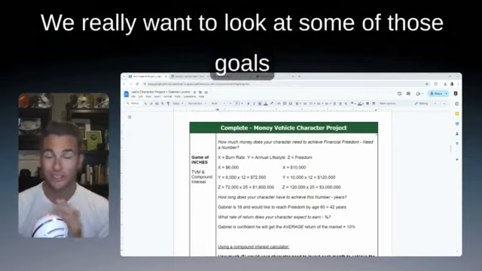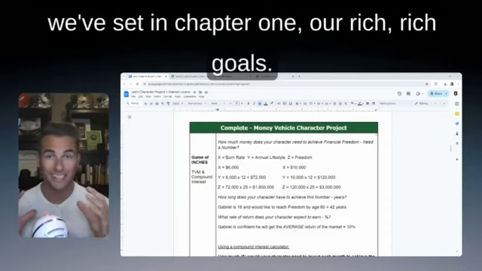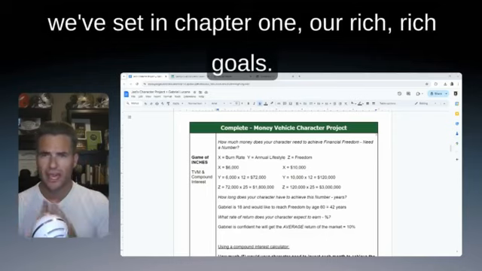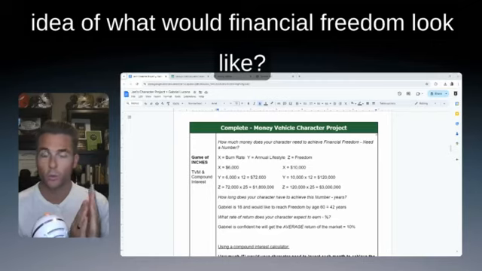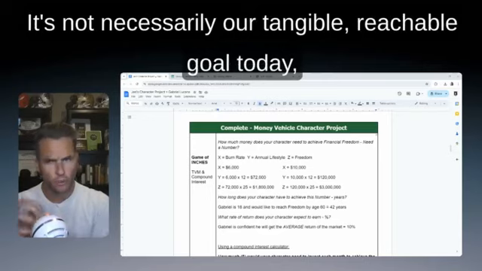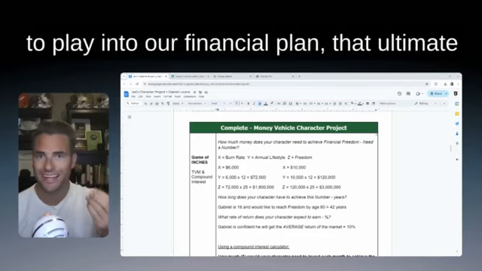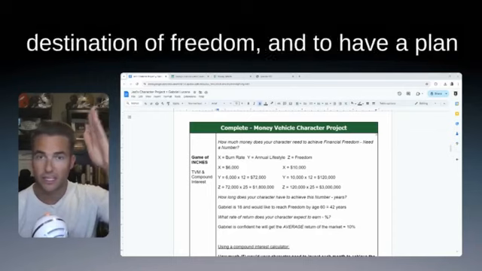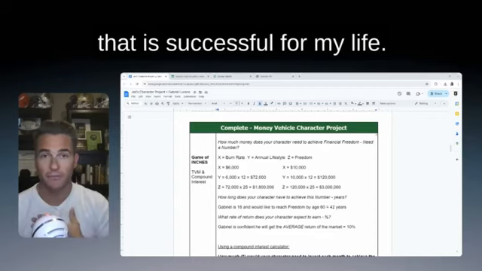We really want to look at some of those goals we've set in Chapter 1, our rich goals, and we're now starting to move towards this idea of what would financial freedom look like? It's not necessarily our tangible, reachable goal today, but it is something that is going to play into our financial plan, that ultimate destination of freedom, and to have a plan that is successful for my life.